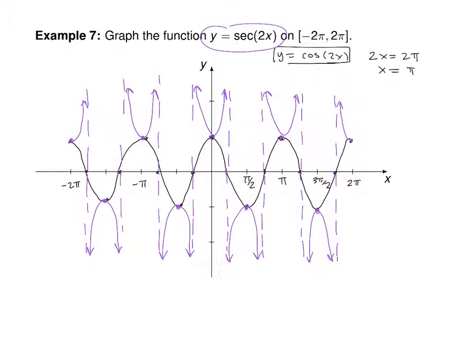So the answer would be the purple ones. Yep, the black one is just really the work to get the purple ones. The textbook called the black one the guide function, and the purple one officially is the answer. Yep. Okay, you good? Alrighty.